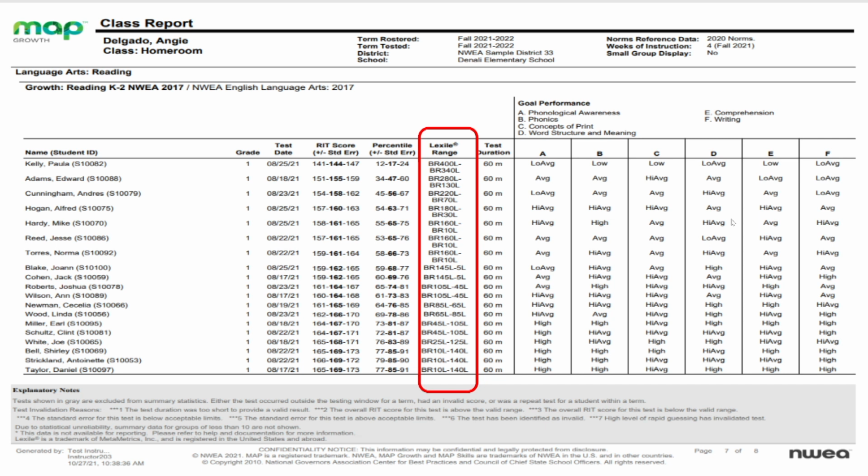One thing to highlight on the actual reading class report is that it also provides Lexile ranges corresponding to that student's RIT score. So I just did want to highlight those Lexile ranges as it relates to this report.